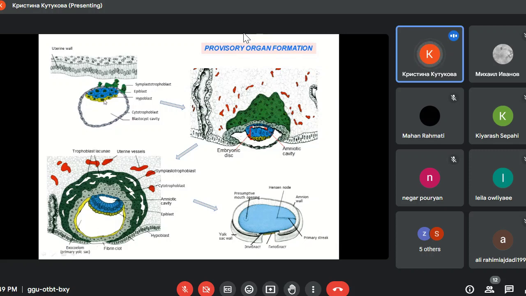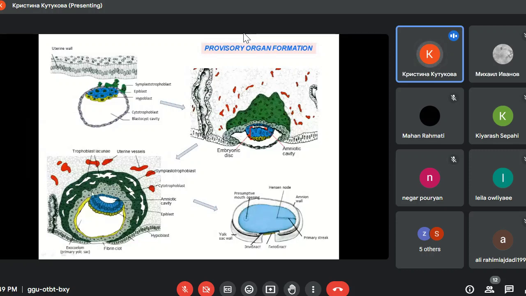Next, the hypoblast cells start to divide, proliferate, and grow to both sides of the embryo downwards, and they make the yolk sac. So here we have trophoblast, made of cytotrophoblast and syncytiotrophoblast.